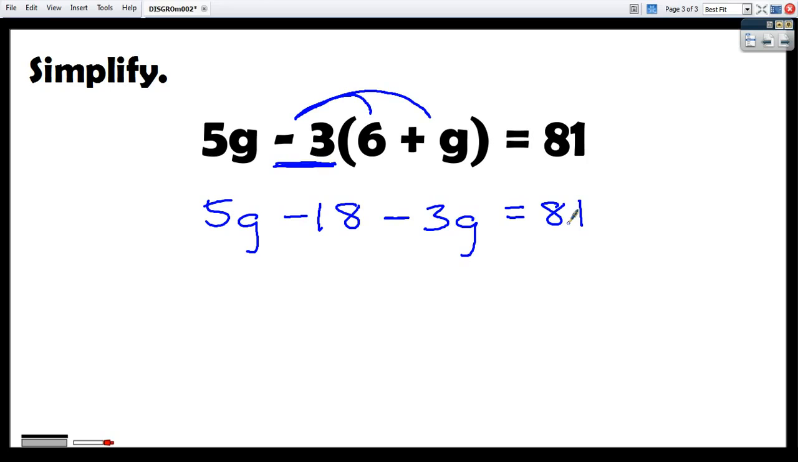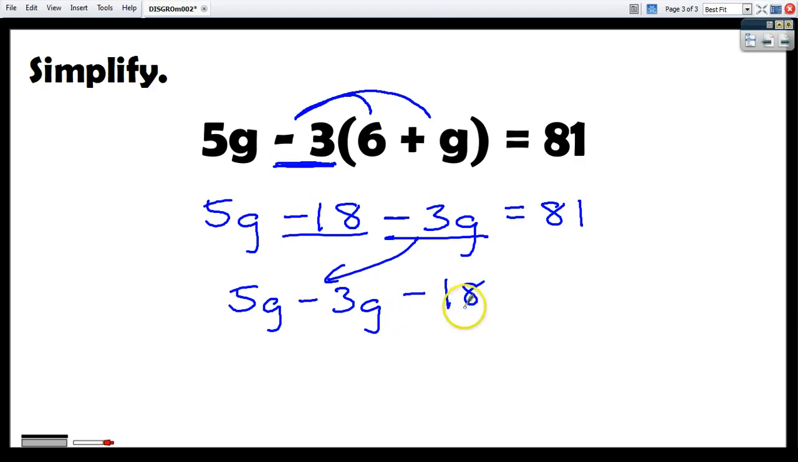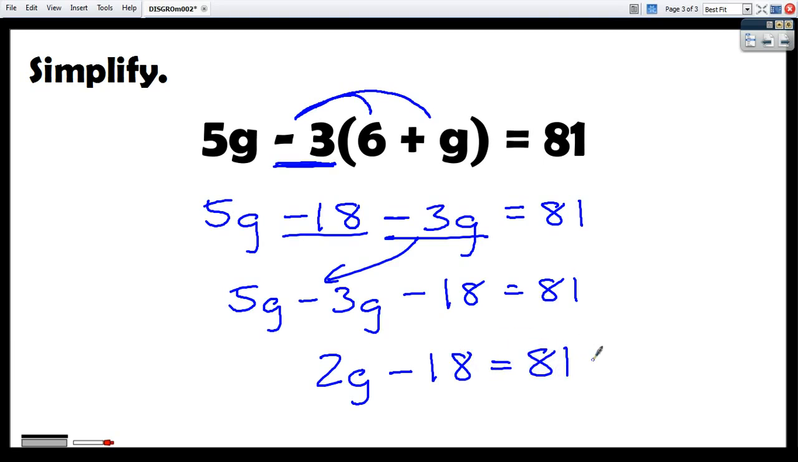Now, once again, moving things around so we can group them together. We've got 5g over here, minus 3g here, and it's this minus sign that goes with the 3g. So when we move it, it'll be 5g minus 3g. And then this minus 18 is just separate because it's a different type of item, equals 81. 5g minus 3g is 2g. Minus 18 is still separate, equals 81. And once again, we've cleaned up and simplified the equation so later we can start solving it.